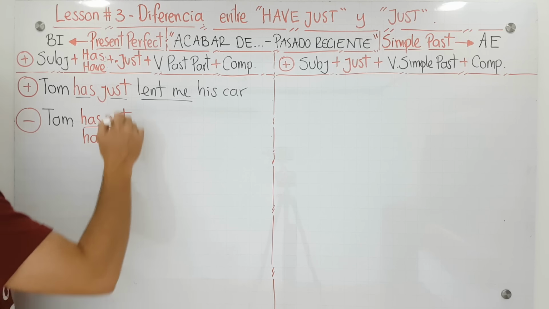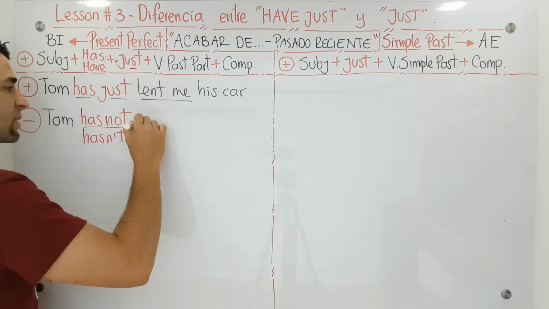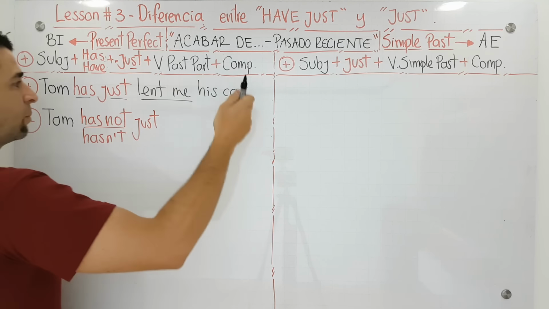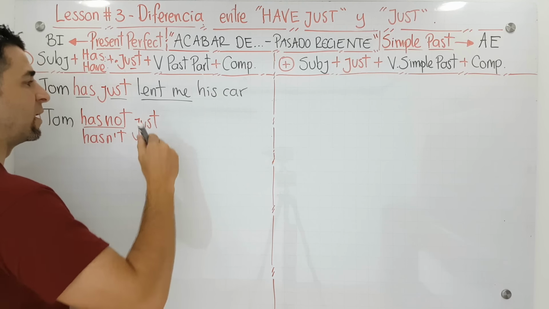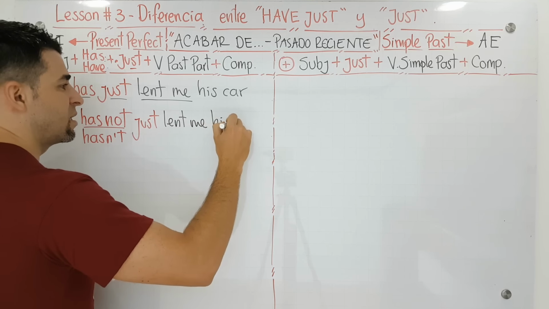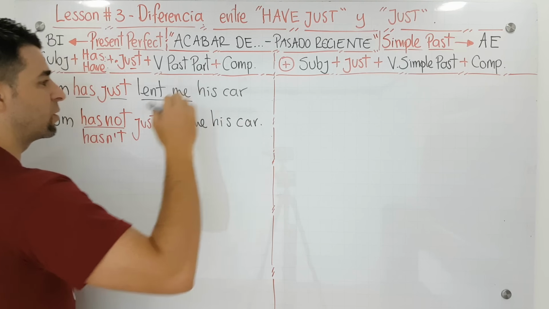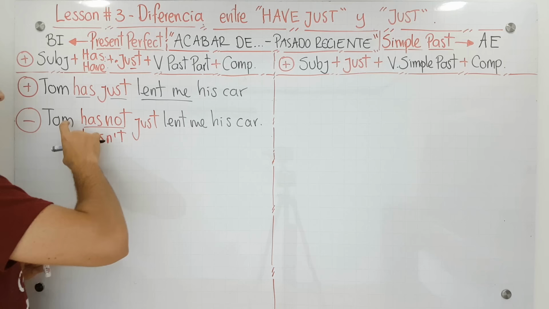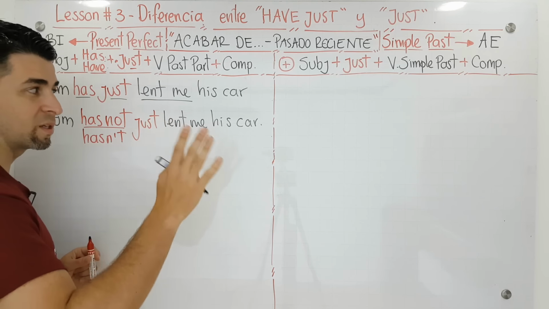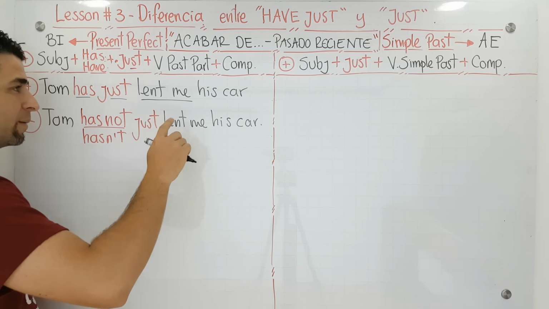Luego, ¿qué viene obligatoriamente? Then comes just, ¿sí? Entonces viene ese just a ser parte de la oración. And then the complement that we have, that is this one. Yes, lent me his car. Entonces, así es como lo estamos trabajando. Entonces, ¿qué dice? Tom no me acaba de prestar su carro, es negativa. Tom no me lo acaba de prestar.